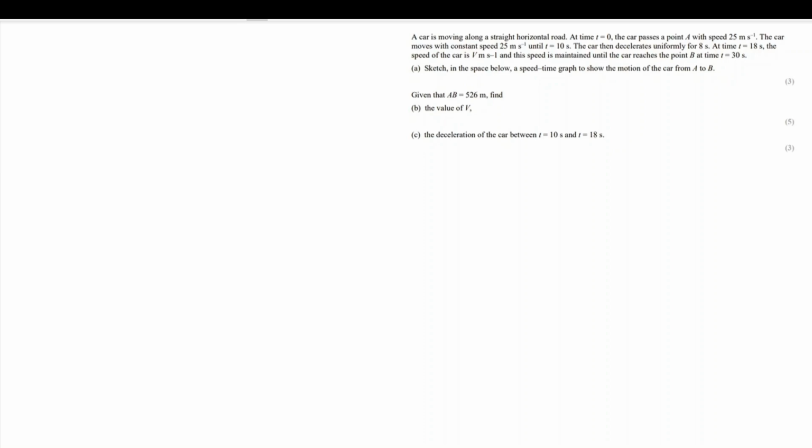I'm going to start to sketch this. So let's get our axes. We've got the velocity and we've got the time axis. And for the first 10 seconds, there's constant velocity of 25. So I'm just going to mark off the 25 and the 10, and a horizontal line will show that constant velocity.